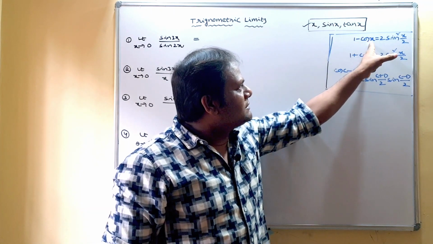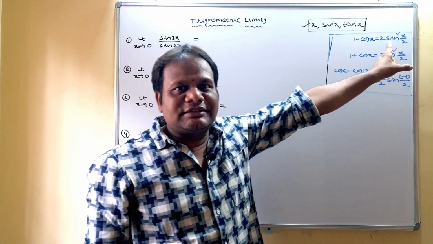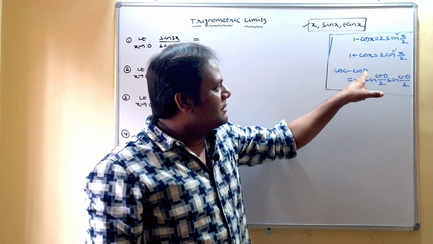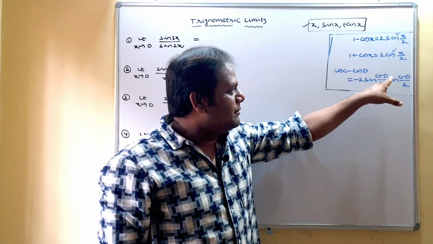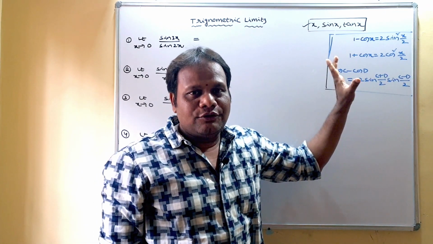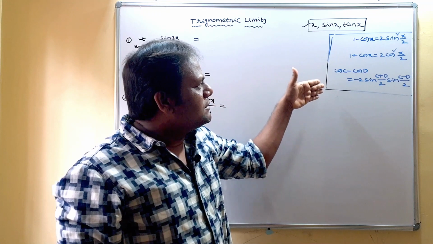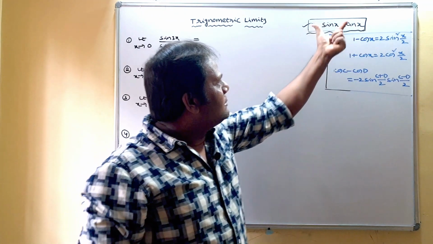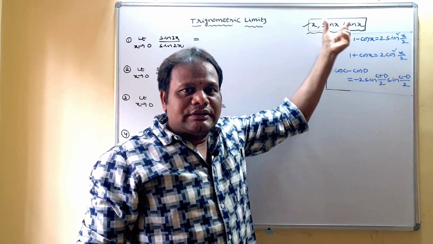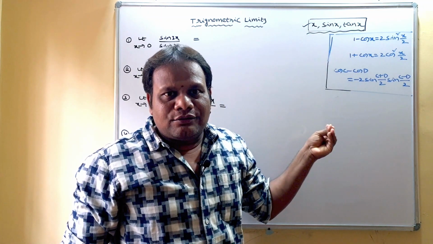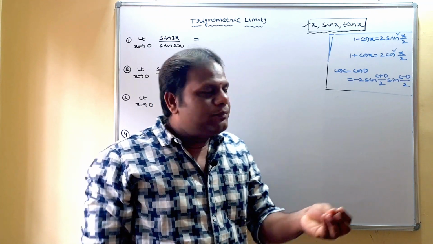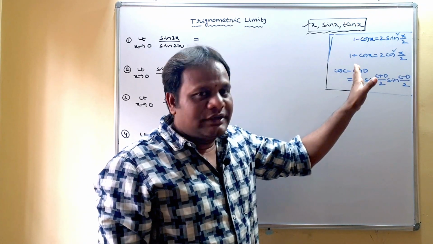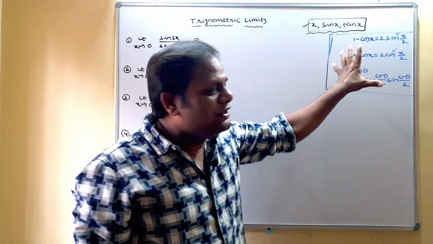That is, 1 minus cos x equals 2 sin square x by 2, 1 plus cos x equals 2 cos square x by 2, and cos c minus cos d equals minus 2 sin (c plus d) by 2 into sin (c minus d) by 2. Why did I give these formulas? Because only if the function has these terms can we apply this shortcut rule. That is the reason that in any problem, if there is something like 1 minus cos 3x, we convert that into tan. That is why I gave these formulas.